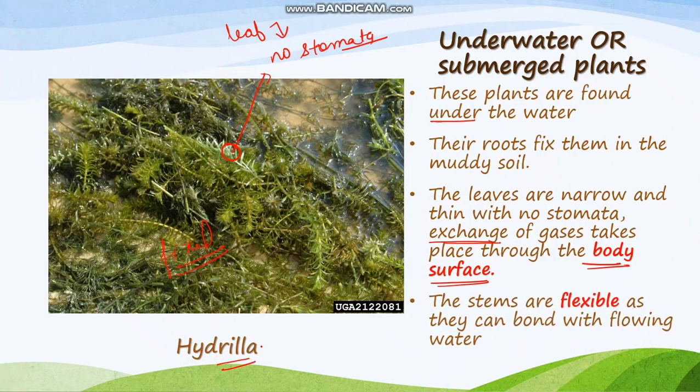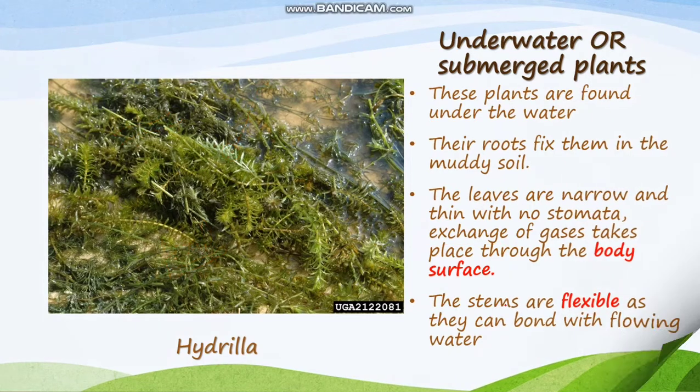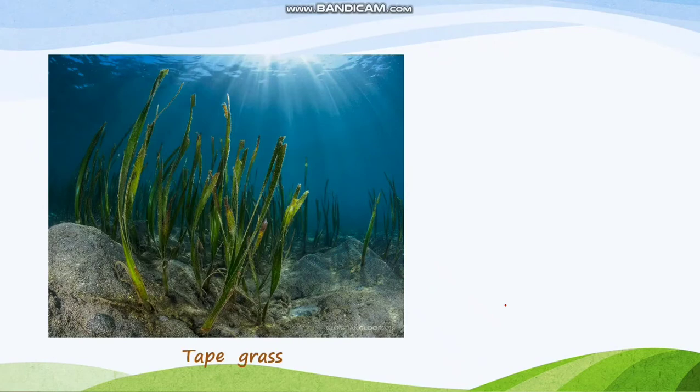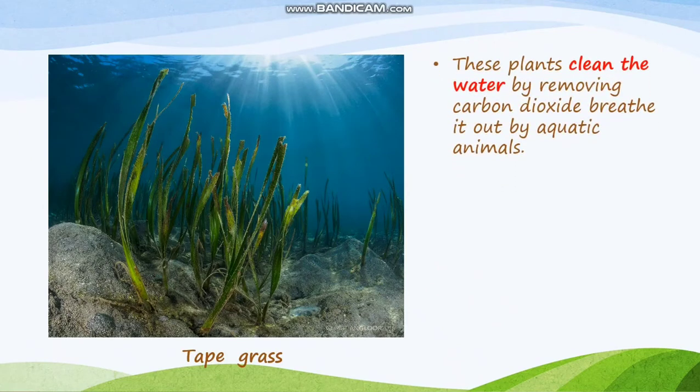The stems are so flexible that they can bend with flowing water. Means if the water will flow, then what happens? The stem of these plant will also flow. So they are very flexible. Another example is tape grass. This submerged plant is very helpful.